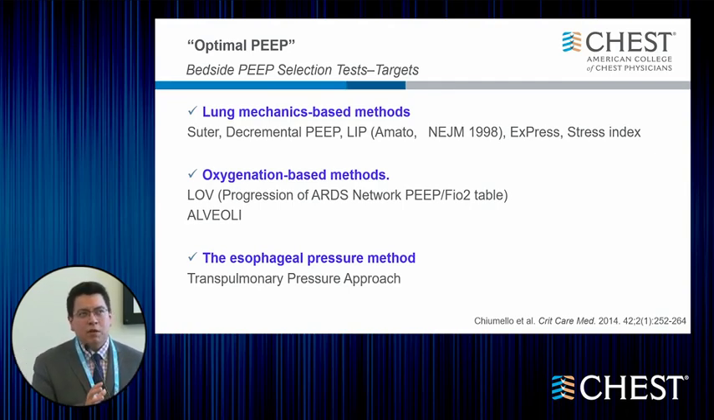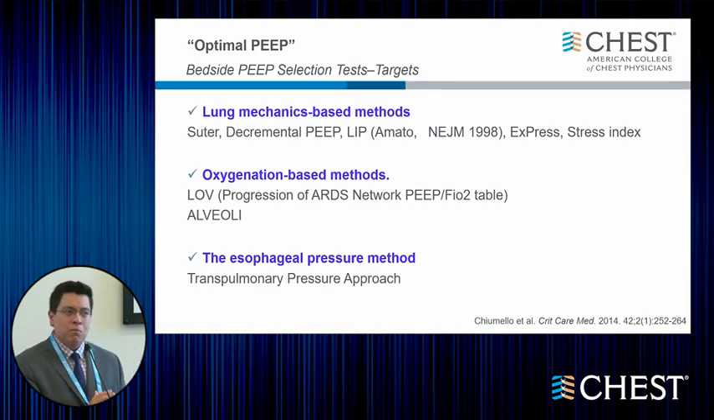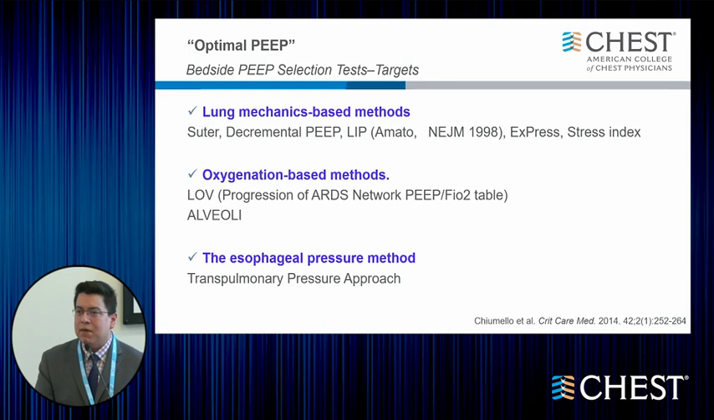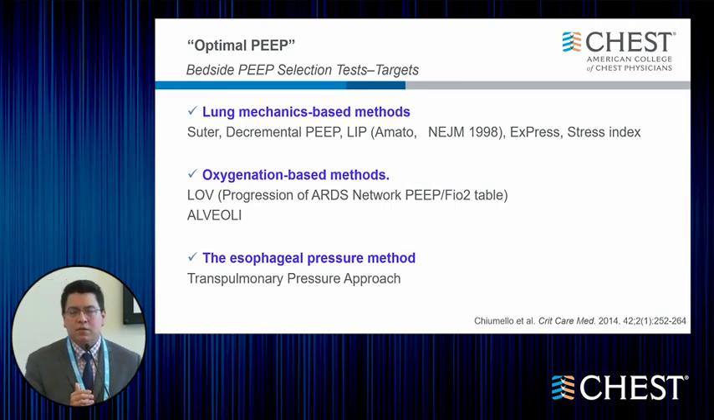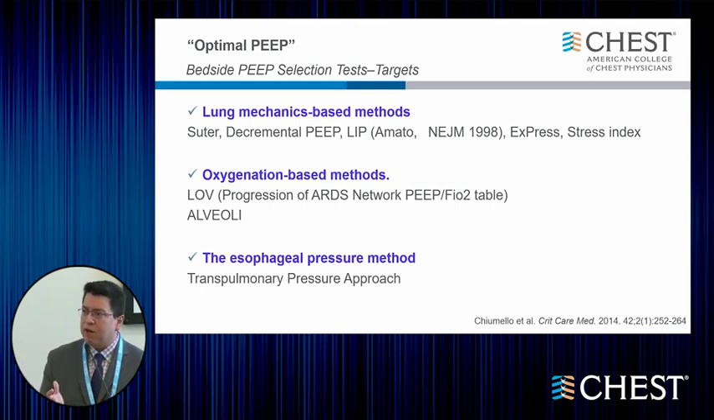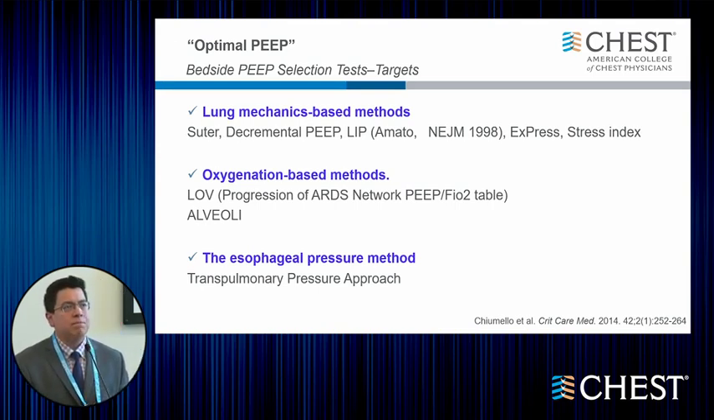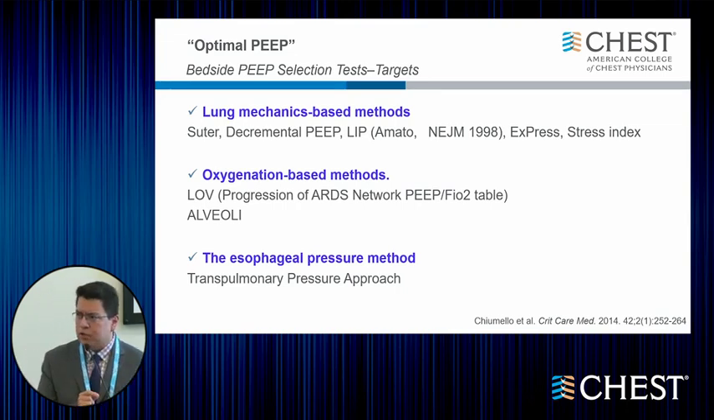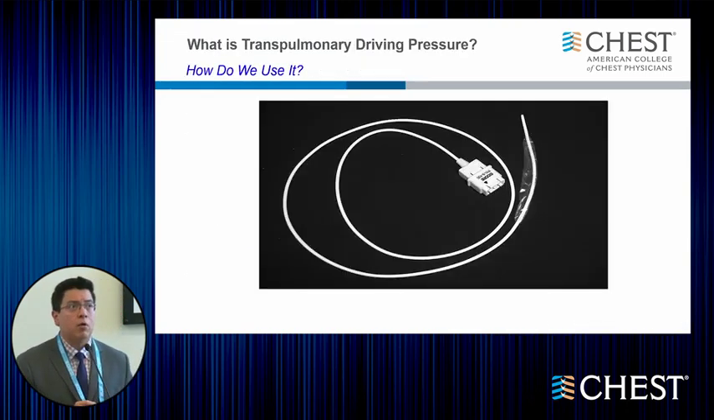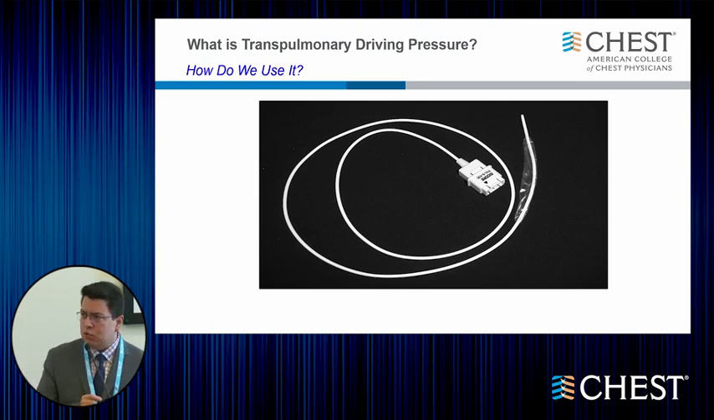Very briefly, I have put here for your awareness different methods of titrating PEEP that have really not been proven to favorably affect outcomes in patients with ARDS. We have those methods that basically look at pulmonary mechanics of the patient. We have oxygenation-based methods, that is the LOVS and the ALVEOLI PEEP-FiO2 tables that we commonly use in the ICU. And something that I would like to review with you here shortly is esophageal pressure monitoring. They use the transpulmonary pressure that we discussed to titrate both PEEP and tidal volume. We use an esophageal balloon for this.